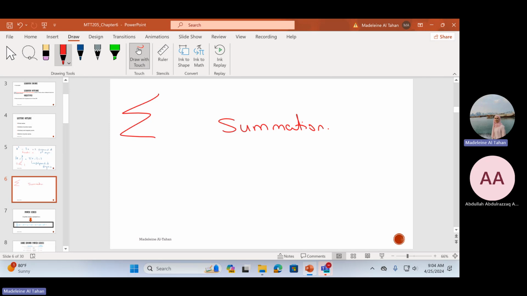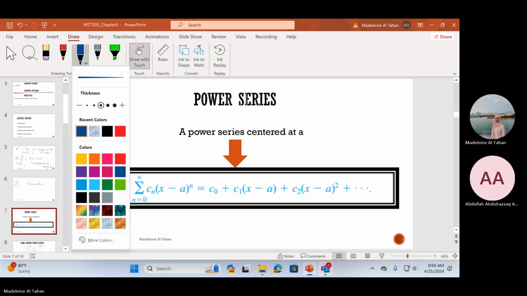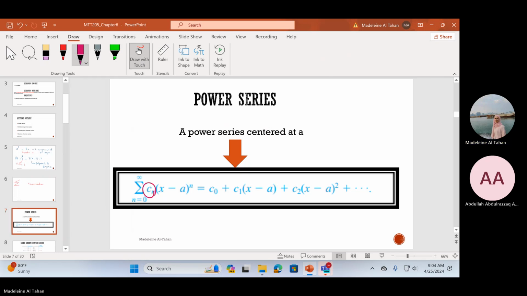So let's go back to the power series. If we have a power series centered at a, it's the summation from n equals 0 to infinity of Cn times (x minus a) to the power n. These Cn are scalars. They can be a half, they can be radicals, they can be negative because they are scalars. And the powers n are integers.